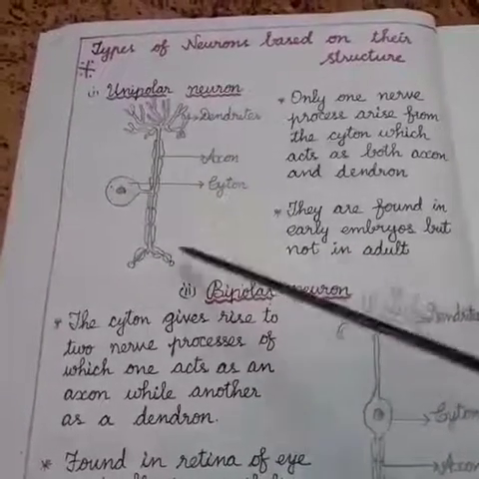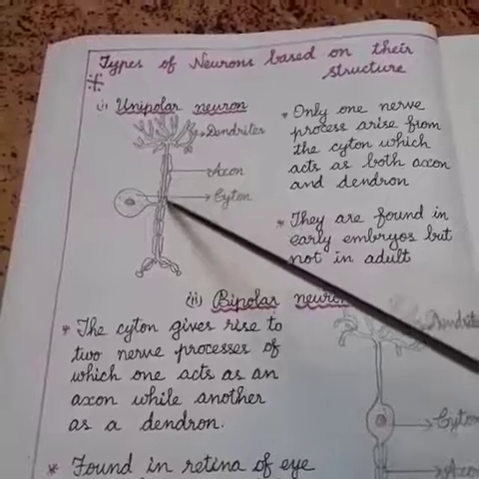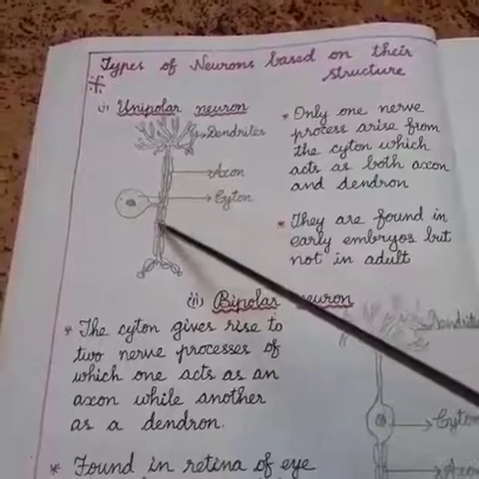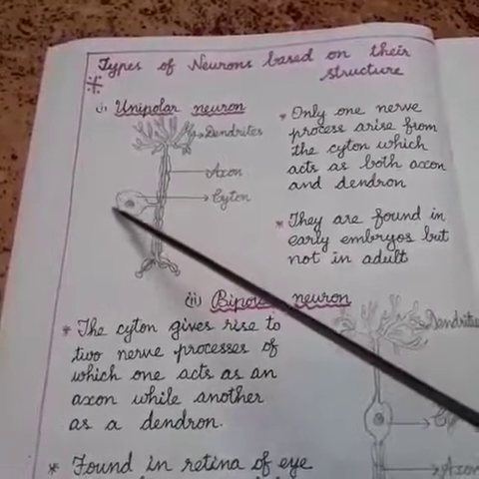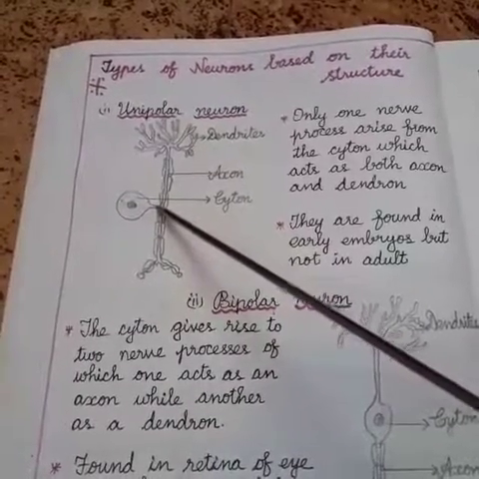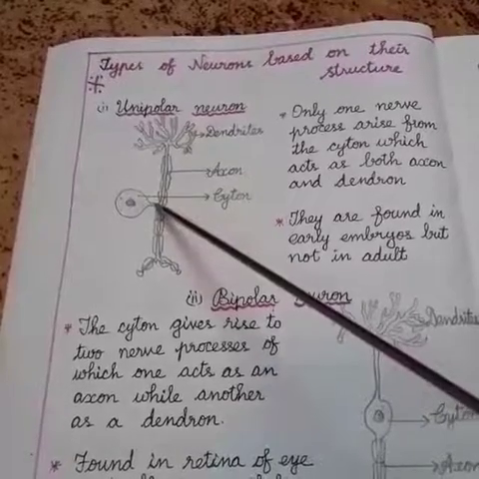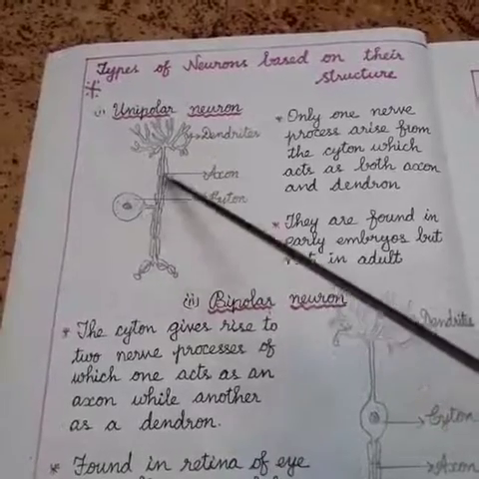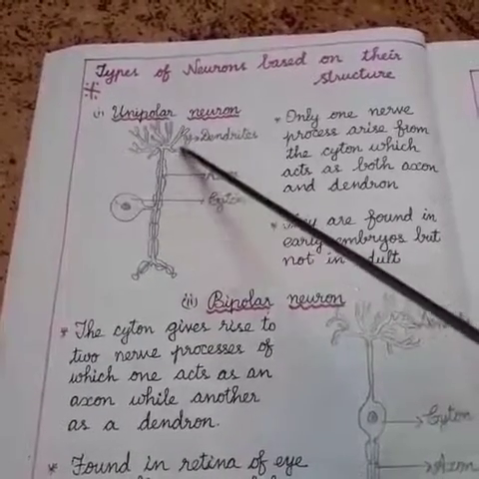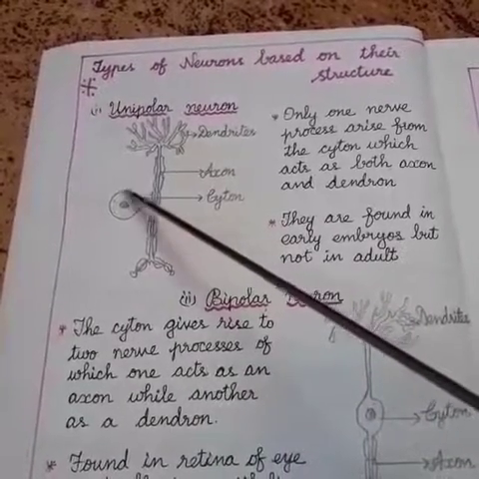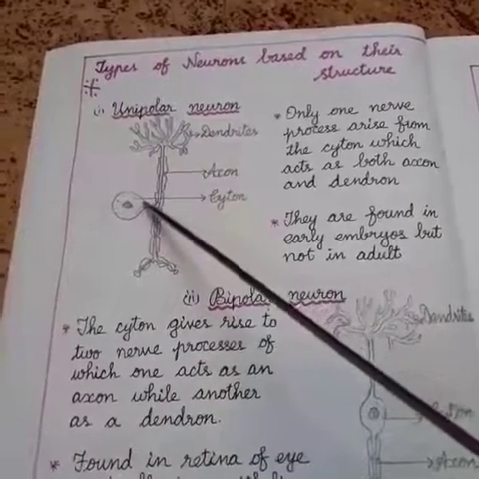So first coming to the unipolar neuron. So this is the unipolar neuron. Only one nerve process will be arising from the cyton. இந்த cytonலிருந்து ஒரு சின்ன nerve process arise ஆகும். இதுவே axonஆகவும் dendritesஆகவும் act பண்ணும். இதுதான் impulsesஐ கொண்டு வரும். So this is the unipolar neuron. இப்படி ஒரு axon வரைஞ்சிட்டு அதில் dendrites வரைஞ்சிட்டு, நடுவில் இருந்து ஒரு சின்ன nerve process போகுது, அதிலிருந்து cyton போகுது. So this is the unipolar neuron.